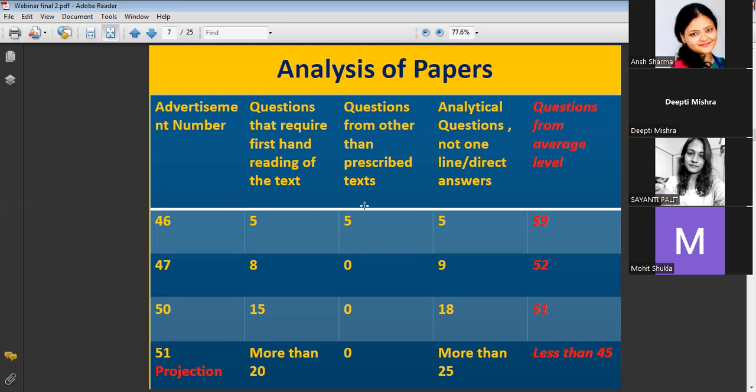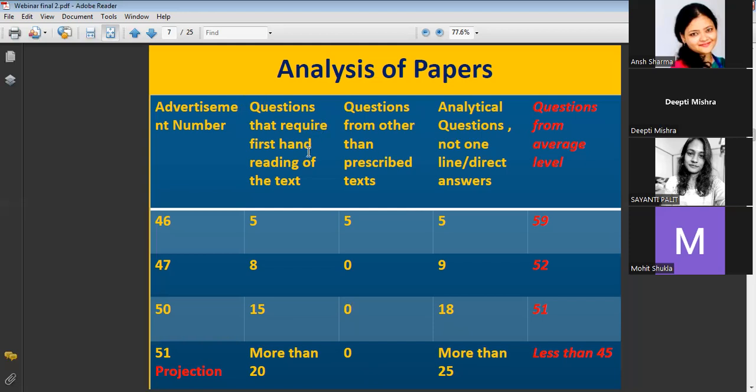So questions from other than the prescribed text, pertaining to texts that are not in the syllabus: 5 of them were asked in 46, 0 in 47, 0 in 50. I totally believe that 0 will be asked in 51 also. They will not go out of the syllabus. They will focus totally on the syllabus and they will go deep. So they gave you 18 in 50 deep from the syllabus, not outside the syllabus, and they will do the same with 51. Because of RTI and all kinds of things, they're not taking chances. They're sticking to the syllabus, and they have instructions very clearly given too.